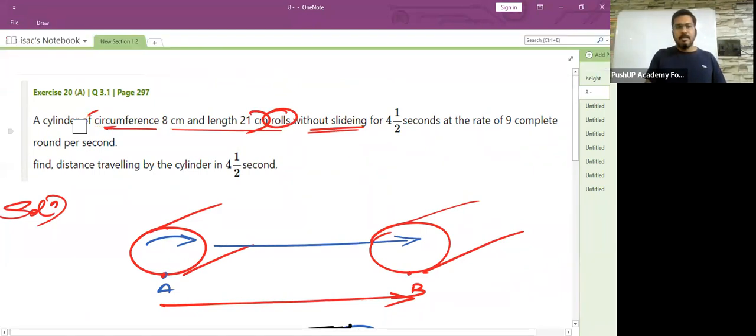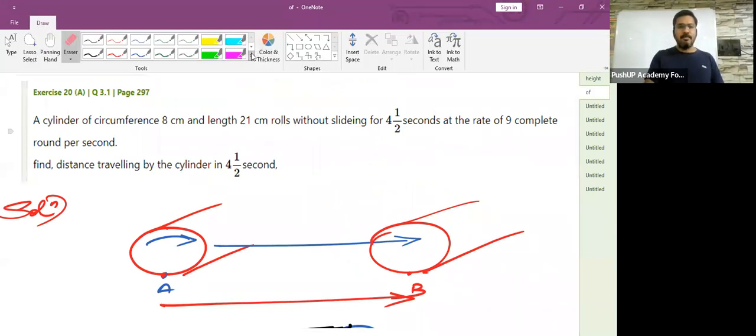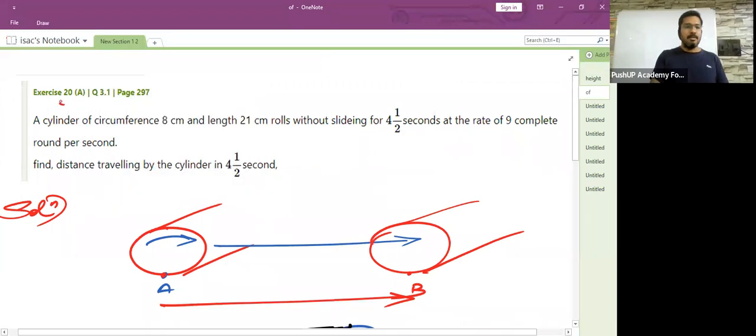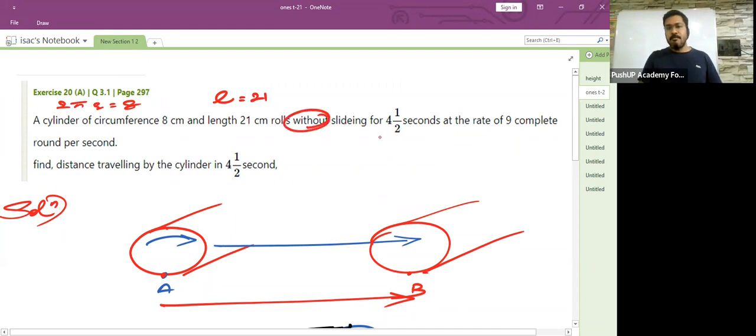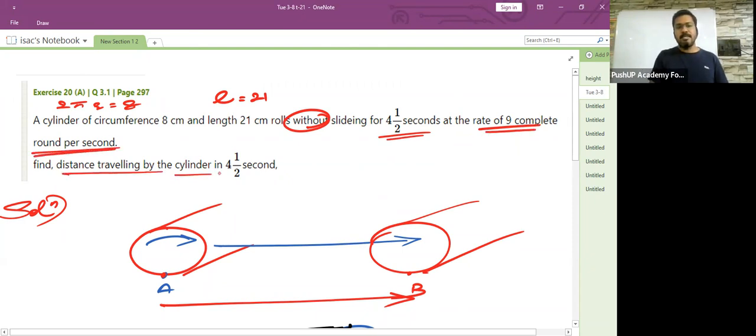Read it, children. A cylinder of circumference and length. So what I'll do is, on top of the question itself, I will mark the data. So cylinder of circumference, that means 2 pi r is equal to what? 8. Can I say this? And the length, L is equal to what? 21. Why is it length? Because it is lying on the ground surface. Okay. Without sliding for 4.5 seconds at the rate of 9 complete rounds per second. Find the distance traveled by the cylinder in these 4.5 seconds.